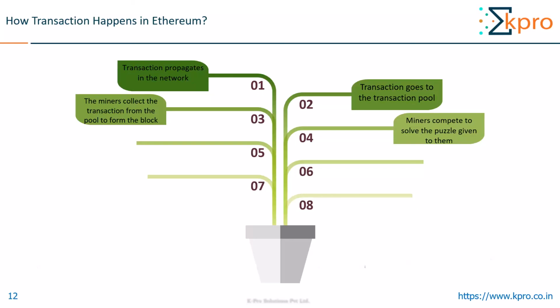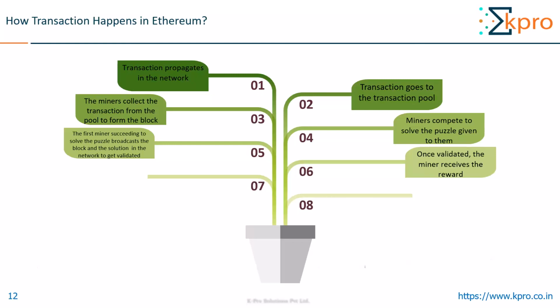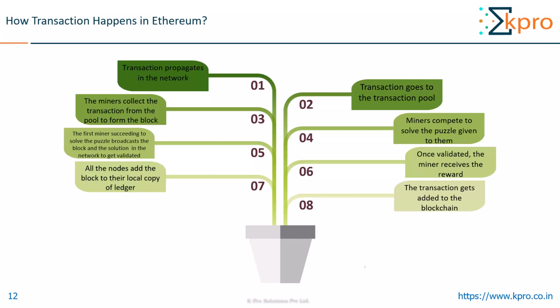So these miners compete among themselves to solve a puzzle. The first miner that succeeds in solving the puzzle broadcasts the block to all other nodes present in the network in order to be validated by them. Once it gets validated, the miner receives the reward and all the nodes present in the network add that validated block to their own copy of the ledger. And in this way, a transaction gets added to the blockchain.